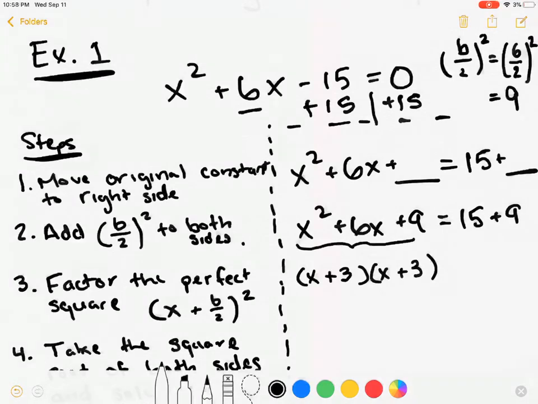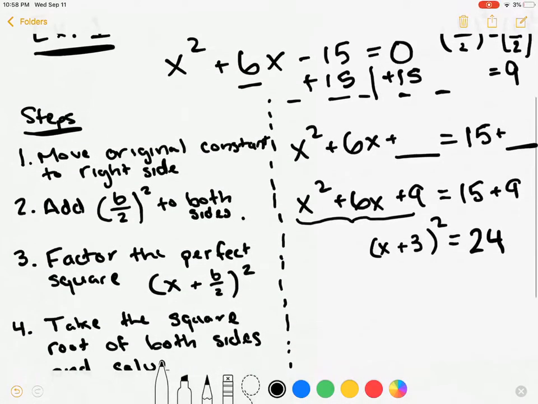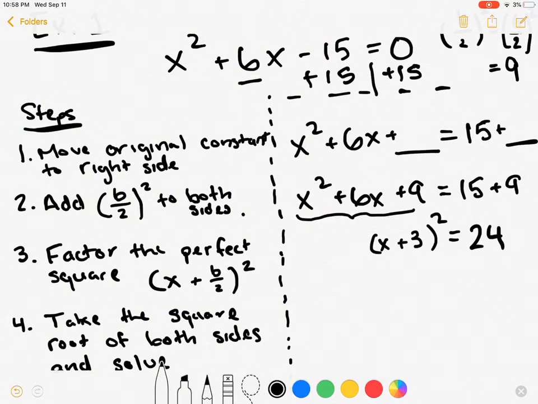And I'm going to write that a little differently. Because those two binomials are the same, x plus 3 times x plus 3, we can write that as just being x plus 3 quantity squared. So we're just going to write it as a perfect square, like x plus 3 quantity squared. On the right side of our equation now, 15 plus 9 will give us 24. And we've really taken a difficult problem and made it a pretty simplistic looking problem that's factored so far.